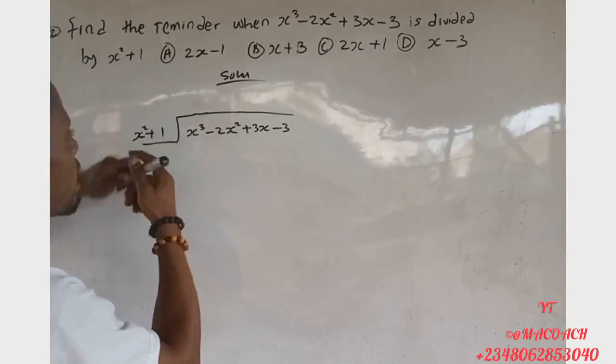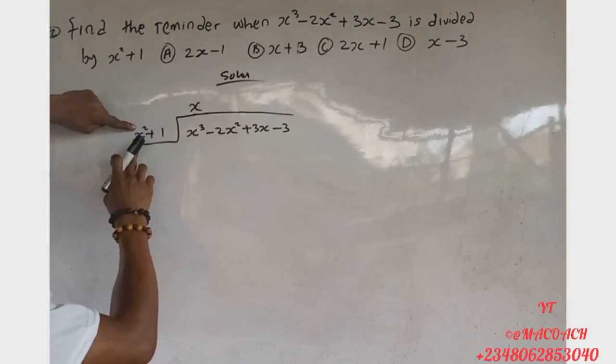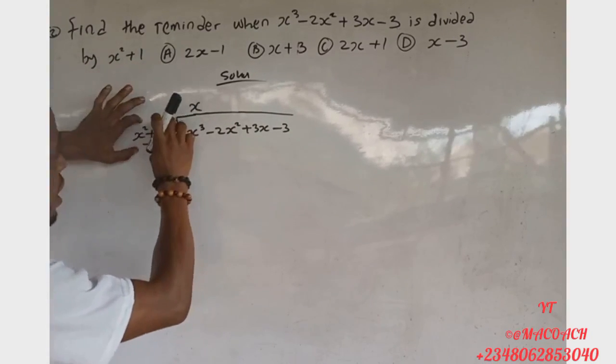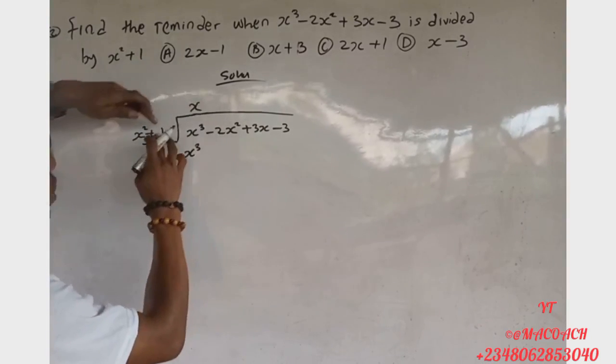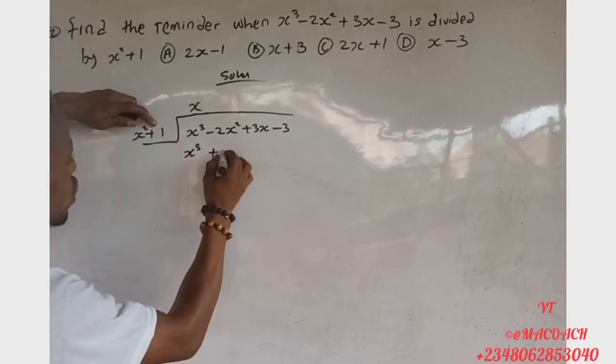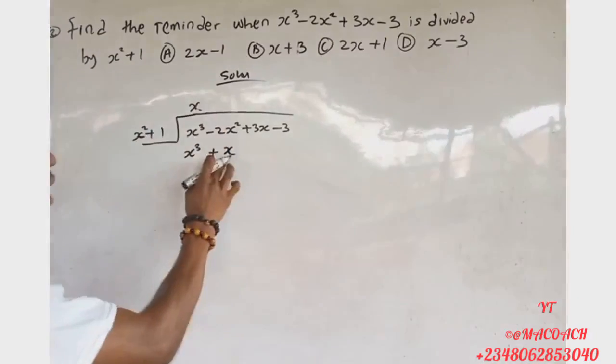S is power 3. That gives s. Okay now, s times this. S times all this. That will be s times s squared. We have our s to the power 3. S times 1, we have plus s. S times 1 gives us s.